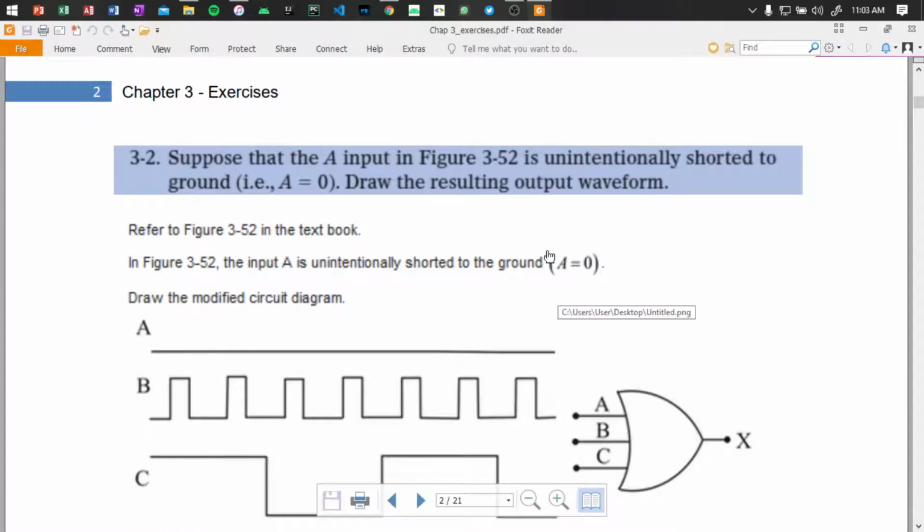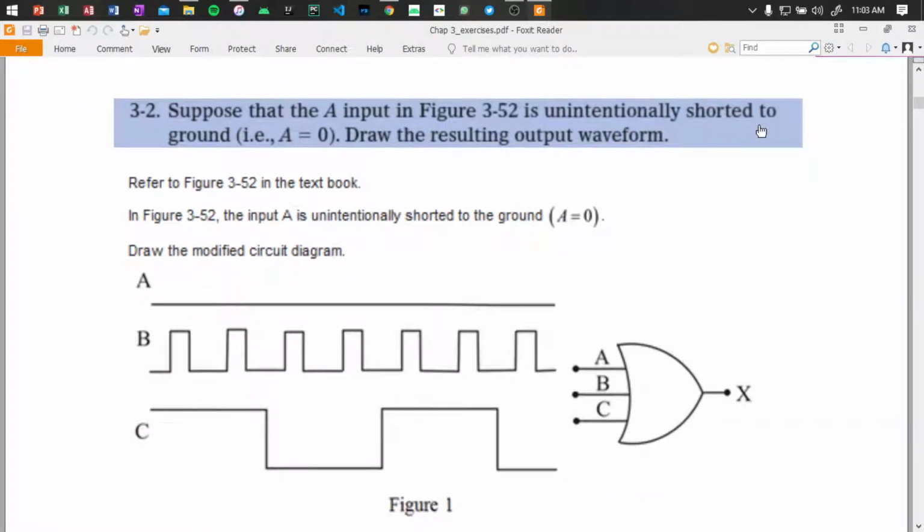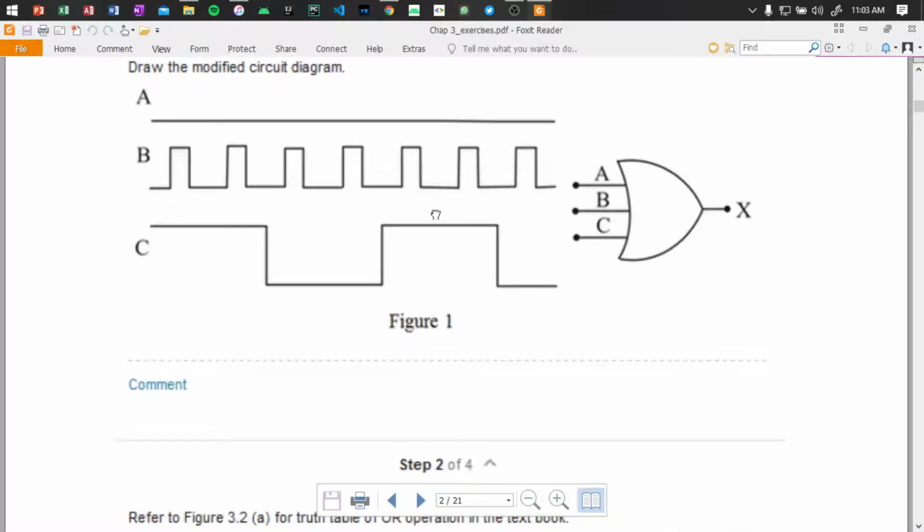This is the waveform input in the figure, where the input is shorted to ground. Therefore, draw the resulting output waveform. This is 0. Oh, don't forget that. This is 0.